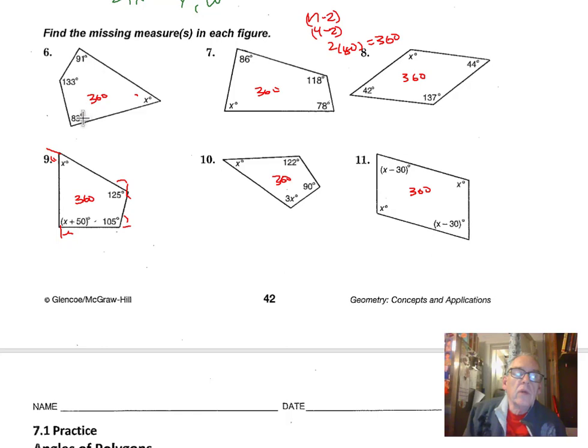So 91 and 89, that's like 2 90s, that's 180. And another 133 is 280, 310, 313. 360 minus 313 is 57 degrees. So my math may be off a little bit on this, but I think that's correct.